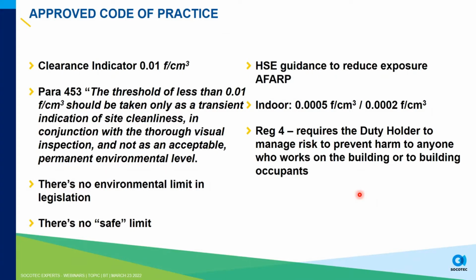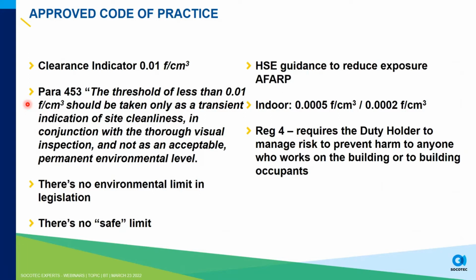But if I was to have a metre cubed of air above my head, i.e. 1 metre in each direction as a cube, that would equate to 10,000 fibres. What we're saying in effect is that the clearance indicator is acceptable if there's less than 10,000 fibres in that cubic metre. Now, when we go on to read the approved code of practice, there's a clear statement there in paragraph 453 that states that this clearance indicator of 0.01 fibres per centimetre cube should only be taken as a transient indication of site cleanliness.